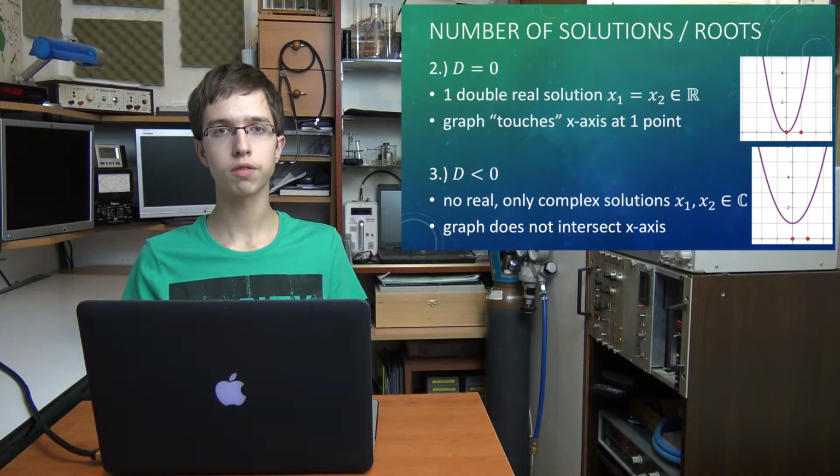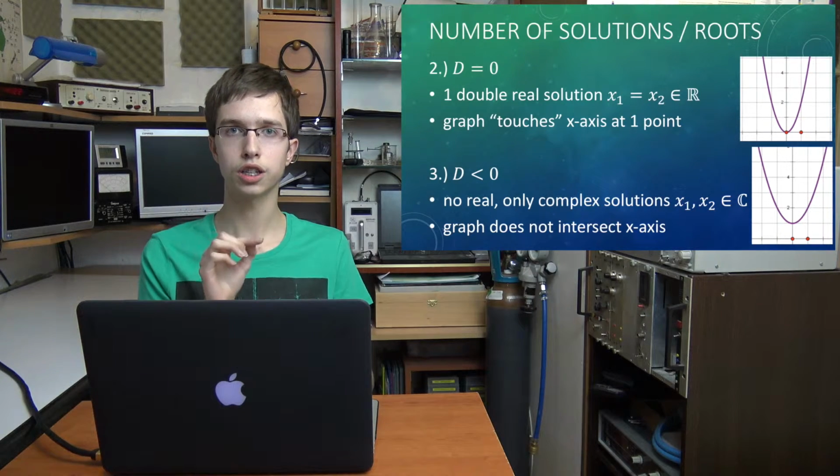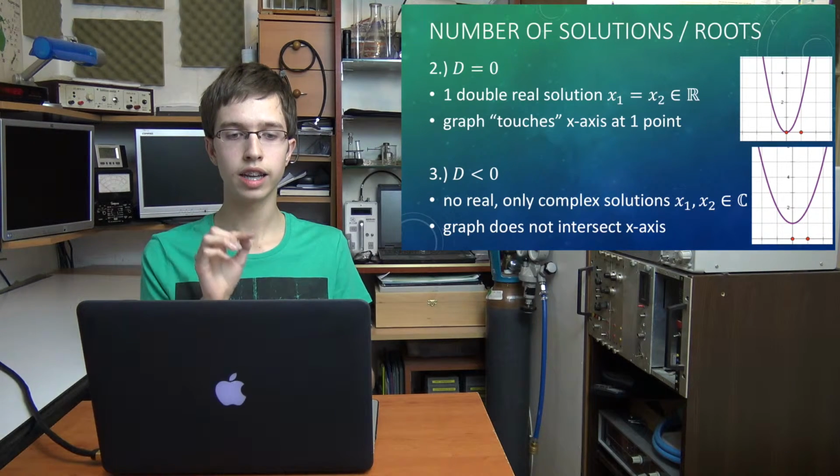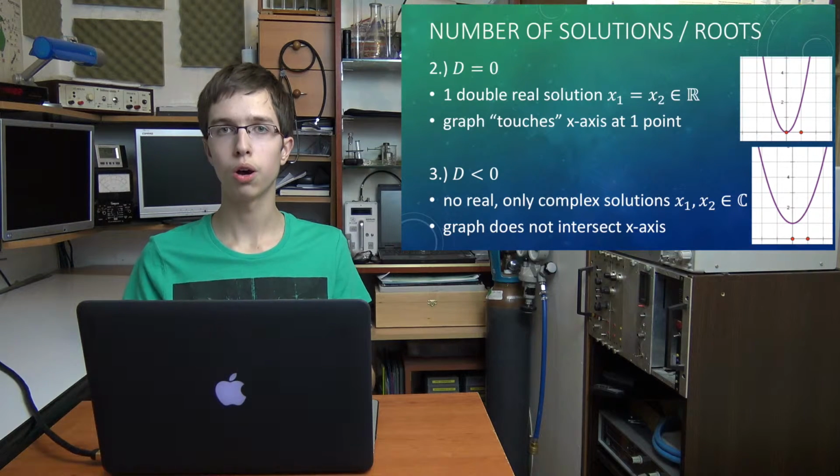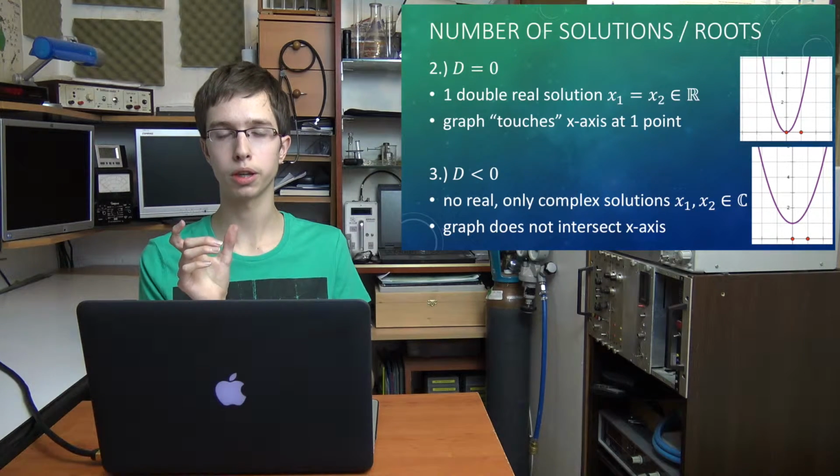The second case, when discriminant is equal to 0, in this case the parabola only touches the x-axis, and in that one point is actually one double real solution of quadratic equation. Quadratic equation in this case has two solutions, but they are both equal.